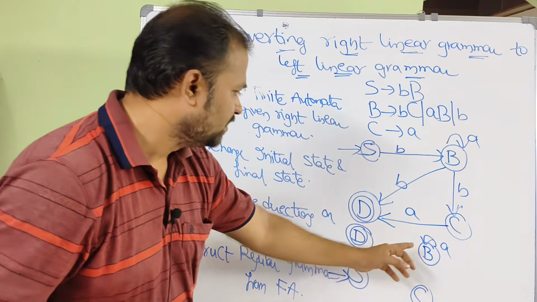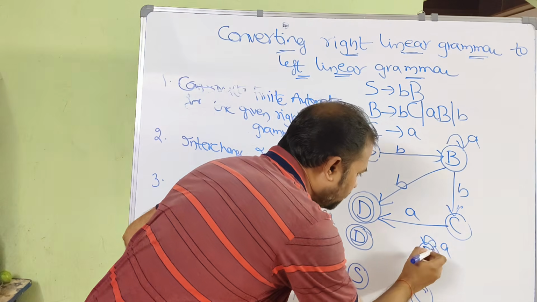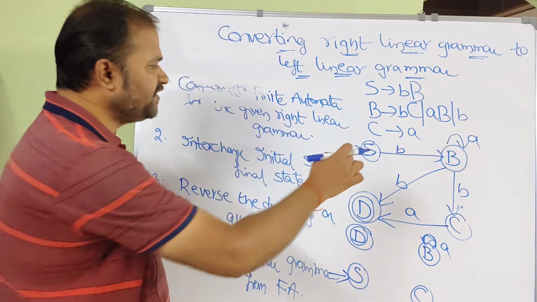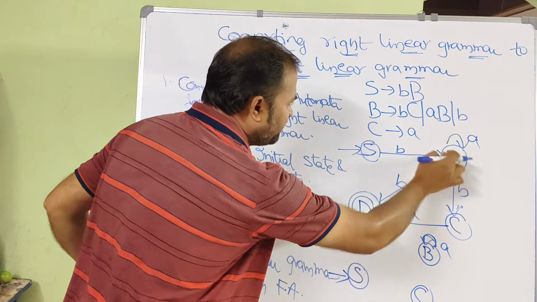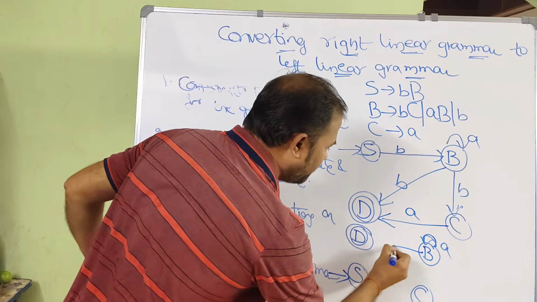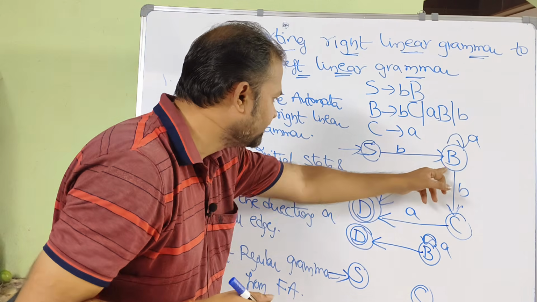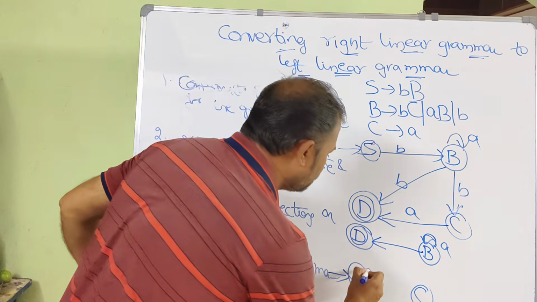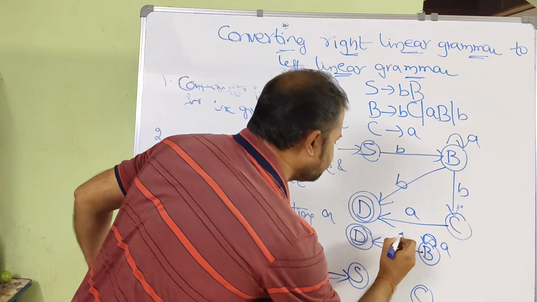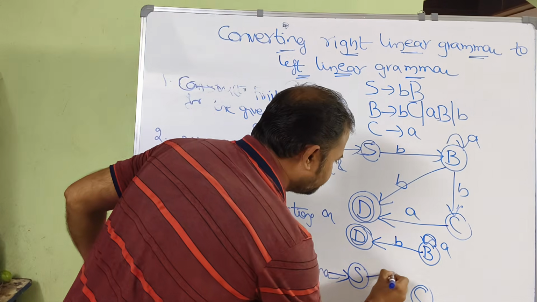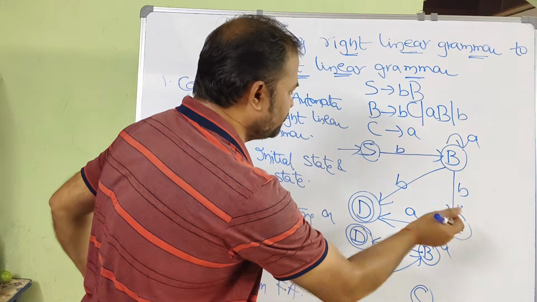So here, for the difference, I am showing the arrow like this. Next we have to reverse the arrow. Here we have an edge from S to B. Now we will have an edge like this. An edge like this. Next, if we observe here, we have an edge like this. So what is the transition here? B is the transition. So like this we need to change the edge.